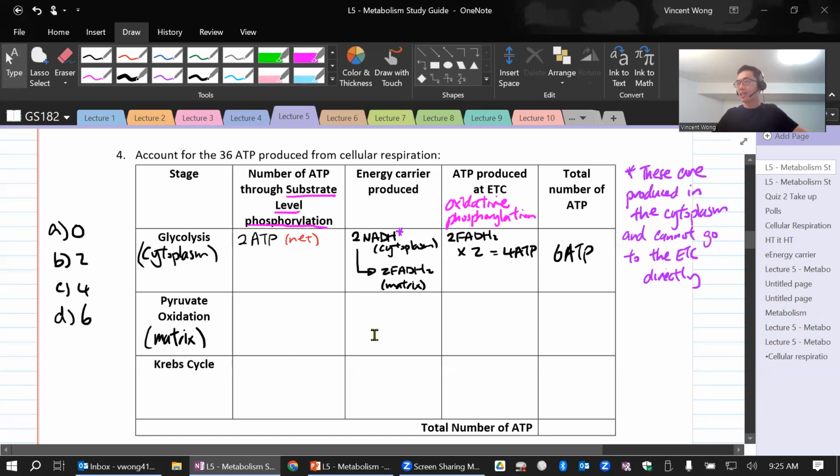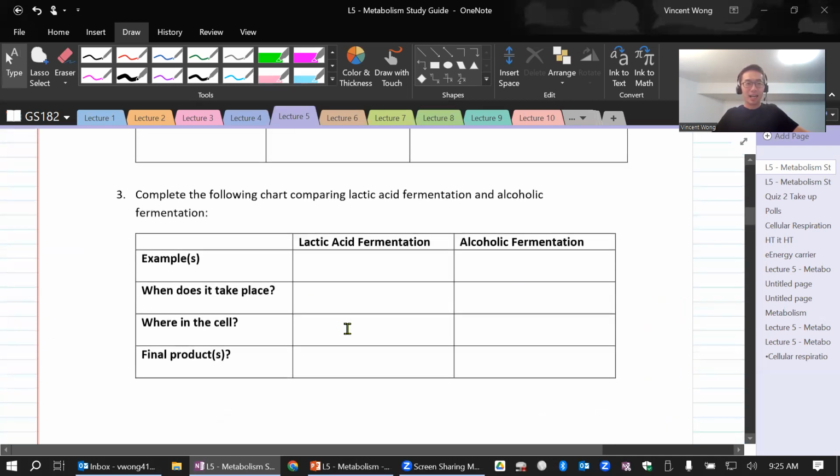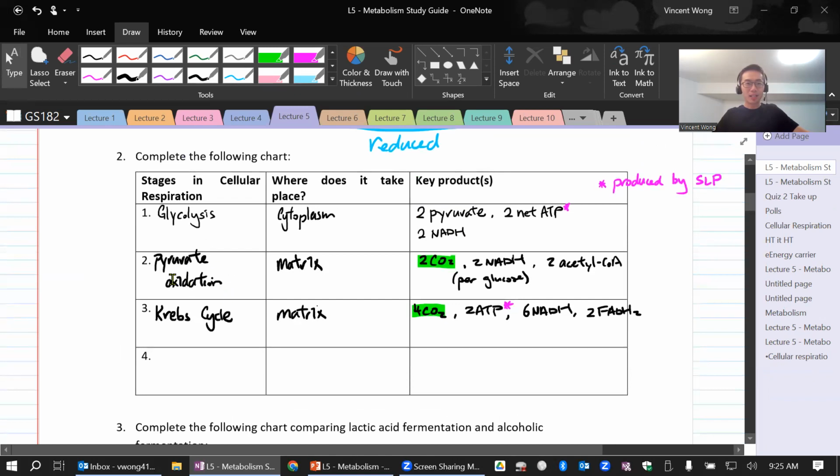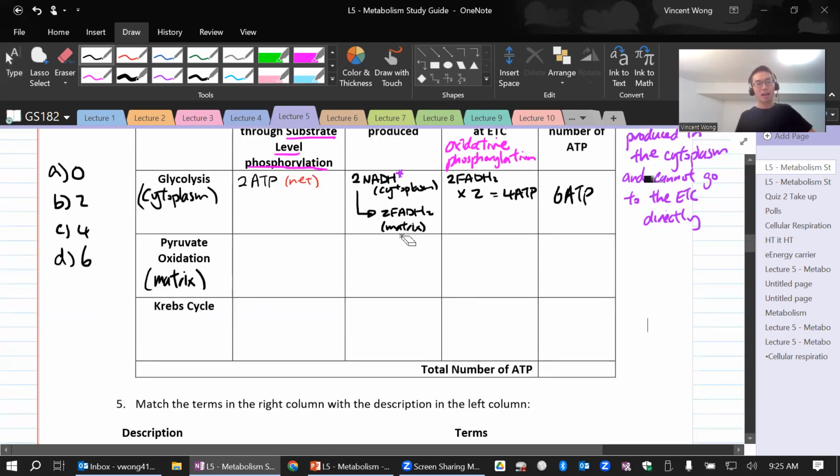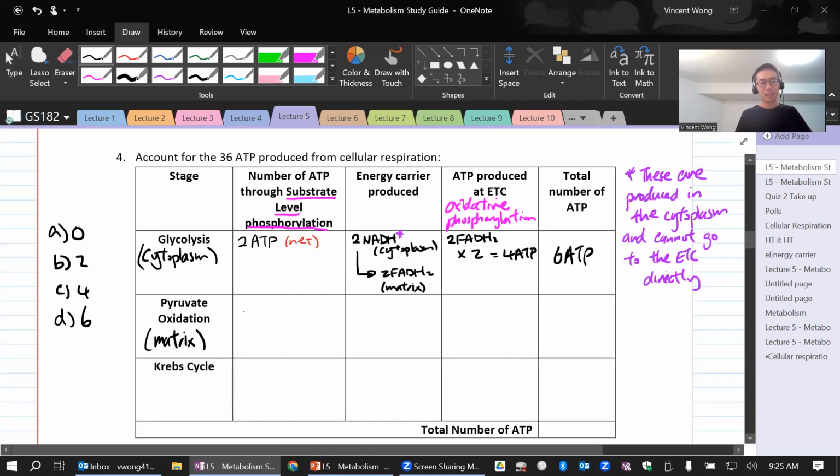Now, where do you find the answer? Let's go back to the previous chart. Pyruvate oxidation. What are the main products? Carbon dioxide, NADH, and acetyl-CoA. Do we see any ATPs here? Absolutely not. So how many ATPs do we have through substrate level phosphorylation? 0, nothing, nada.